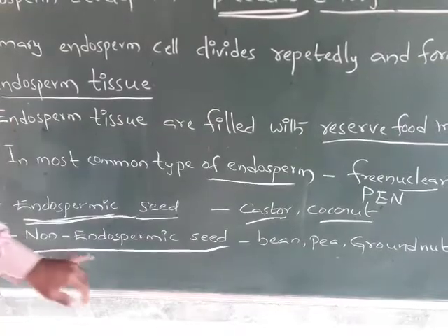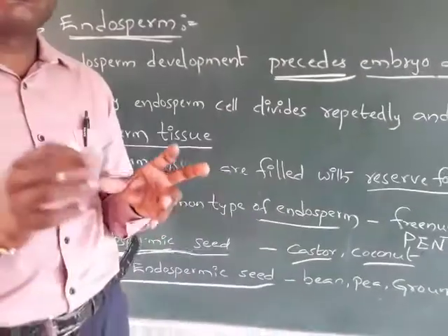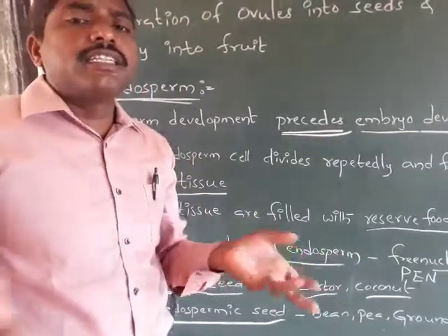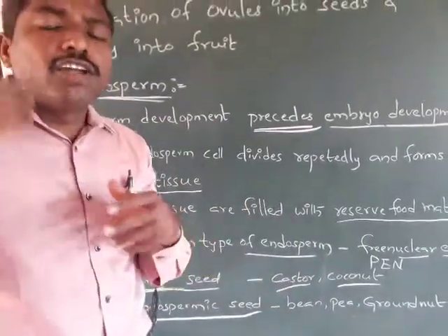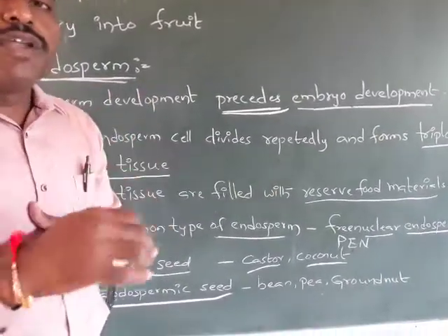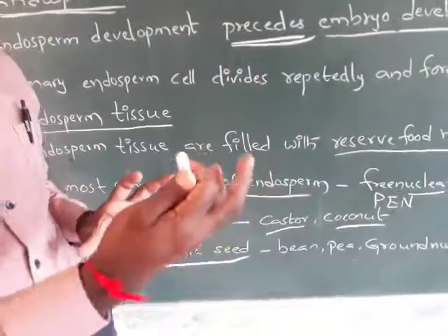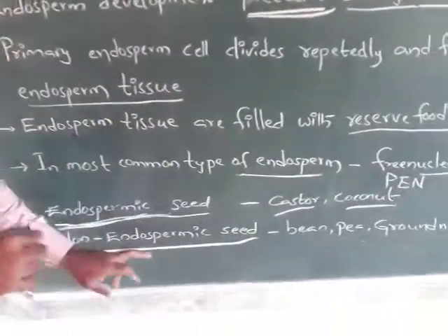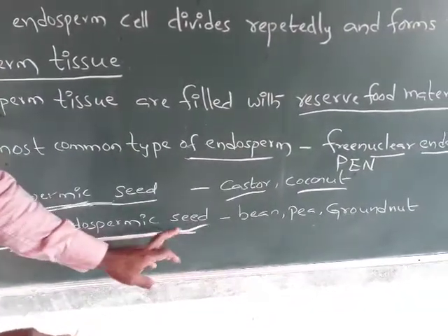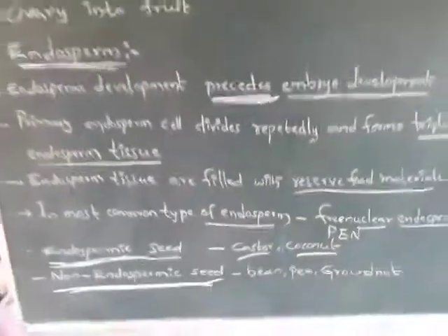In some species like bean, pea and groundnut, some Fabaceae family members, the seeds are non-endospermic. Here the endosperm is completely utilized by the developing embryo for its development. That seed is called a non-endospermic seed. Example, bean, pea and groundnut. So this is about endosperm.